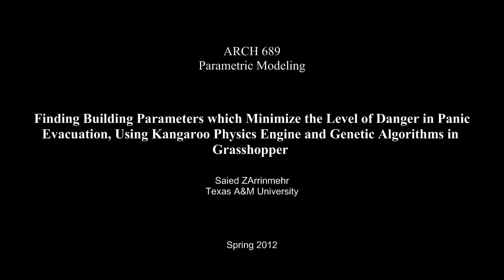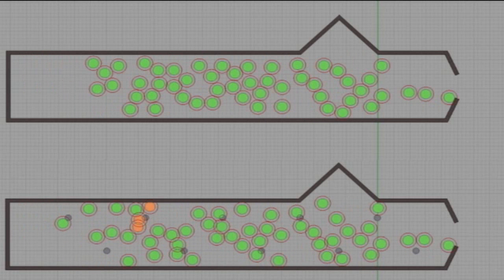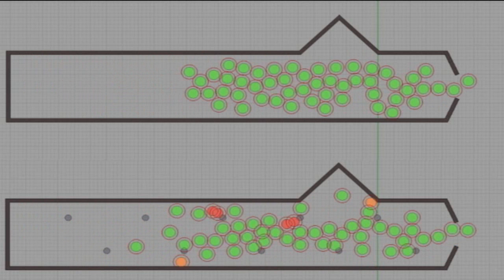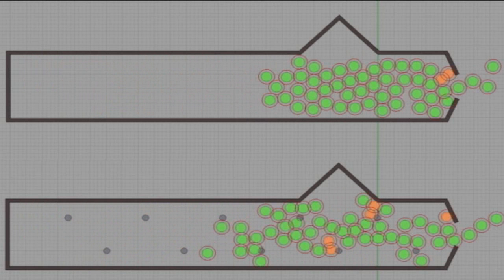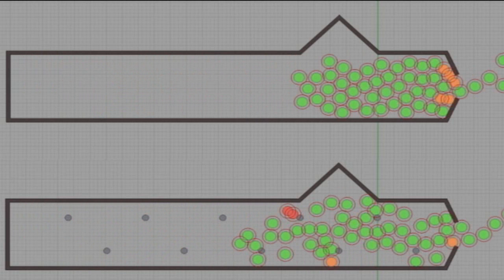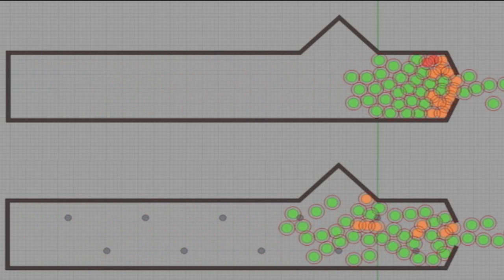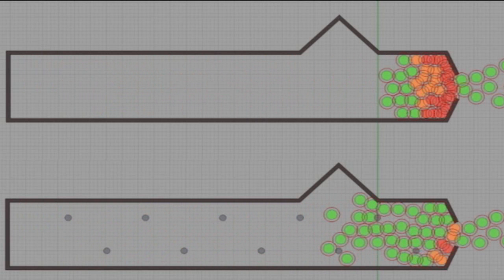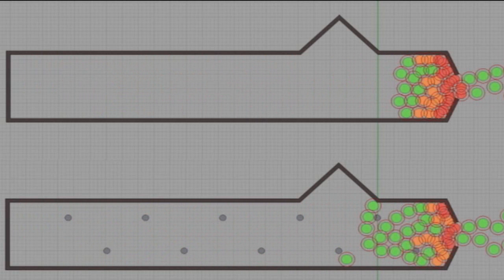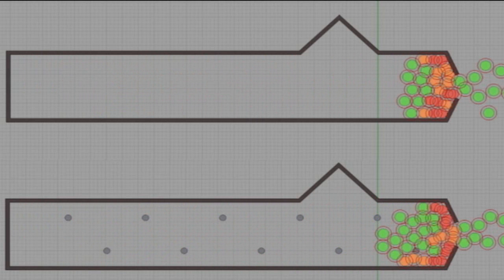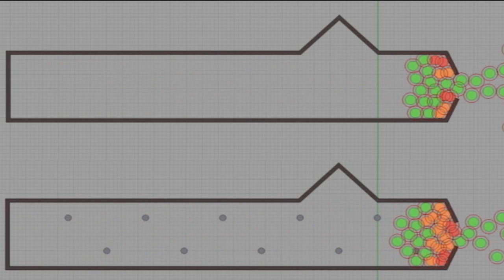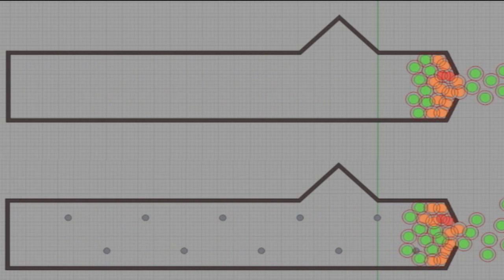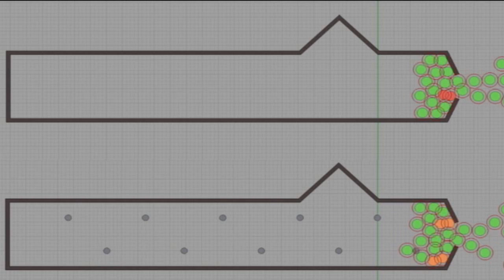Hello everyone, to give you an idea about the previous work, I would like to draw your attention to this demonstration in which we saw that the existence of columns will decrease the level of danger until the evacuation completes. Each circle represents an agent. When the agents are safe, their color is green. When they are likely to be in danger, their color is orange. And when in serious danger, their color will turn into red.